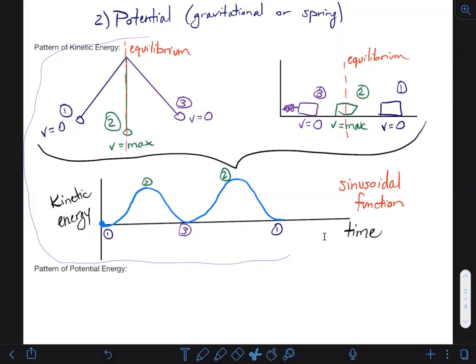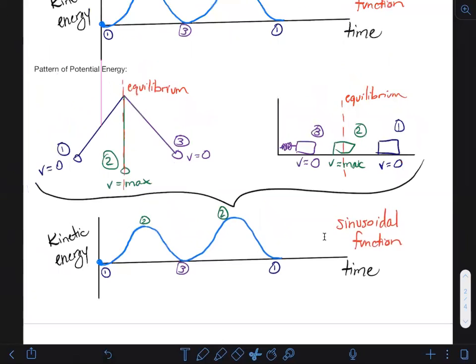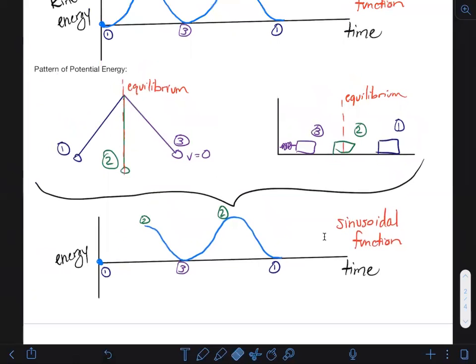So looking at the same pendulum and the same horizontal mass spring system, let's now take a look at what those two systems look like from the perspective of potential energy.